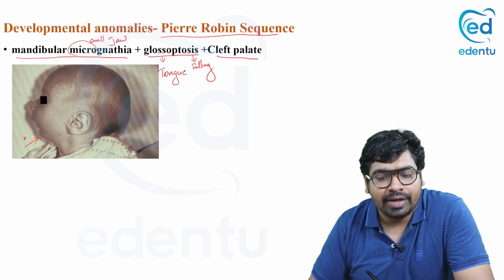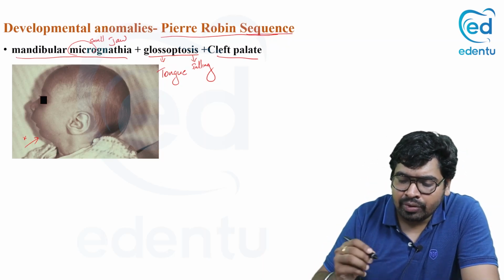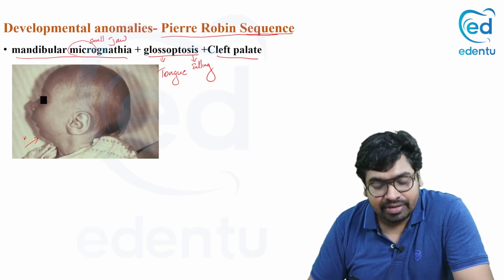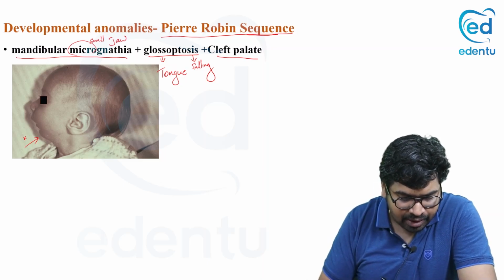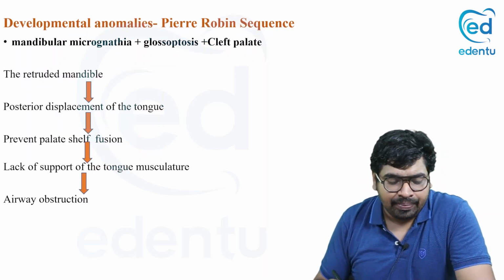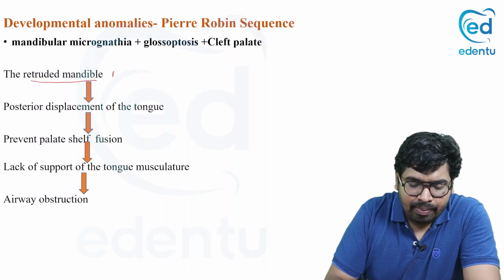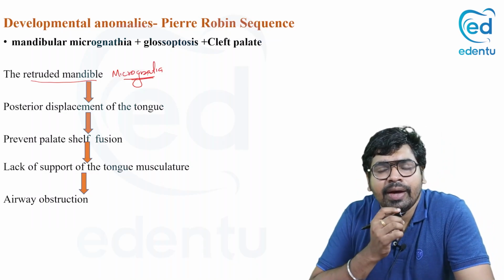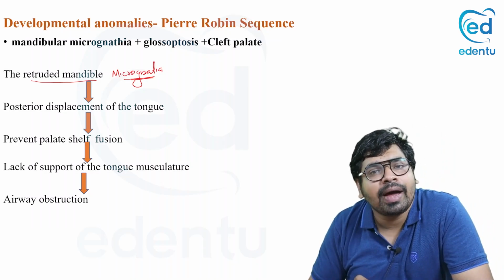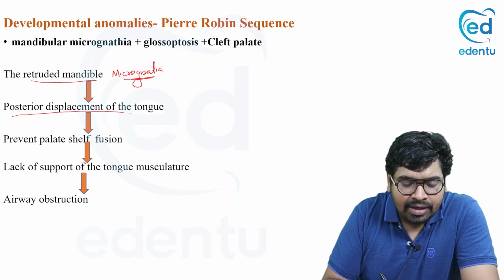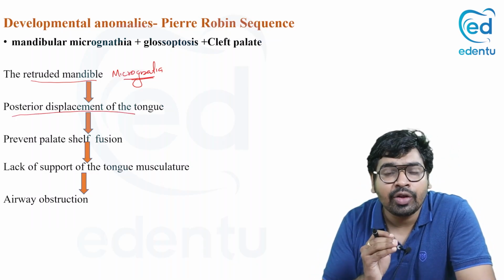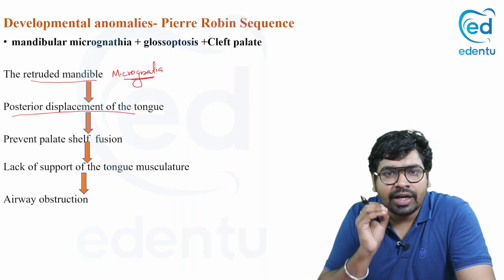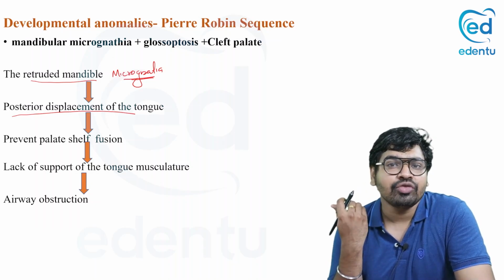Now, how to remember it? Okay, I will try to make you learn it like a sequence. Don't remember it by heart as a syndrome. Try to learn it as a sequence. So what happens in Pierre-Robin sequence? See, there is a retruded mandible or micrognathia. So what happens if the mandible is small? The tongue is connected to the mandible, so it will be placed very posteriorly, right?